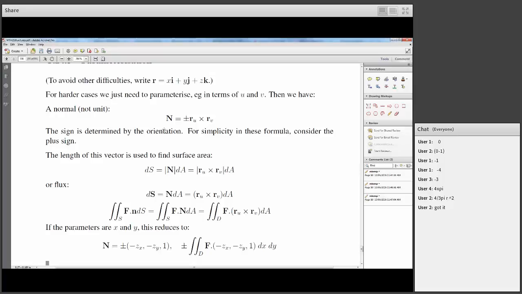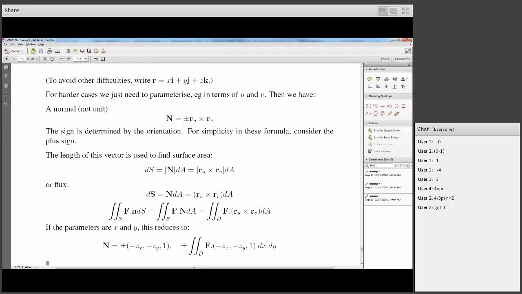Now, it's not the unit normal, but you could easily make it by just dividing by its length. But this vector is useful for a few things. If you take the length of that vector, that tells you what the surface area for a little small snippet is. And so we can use that to work out a surface area integral.